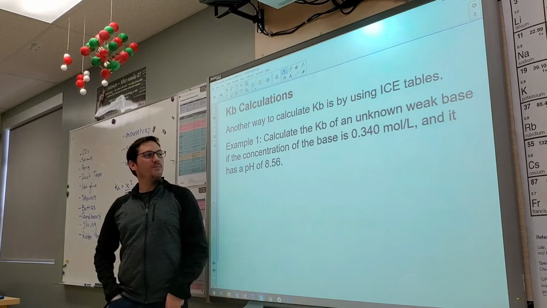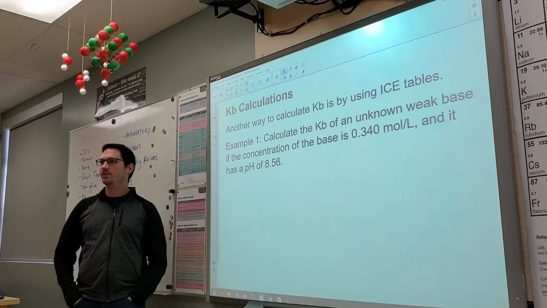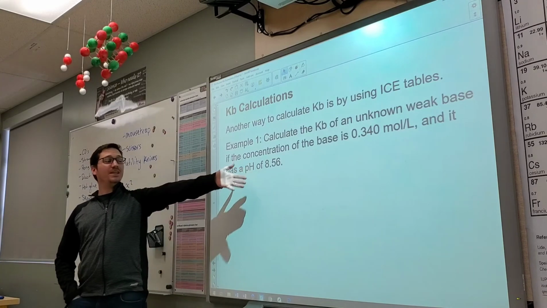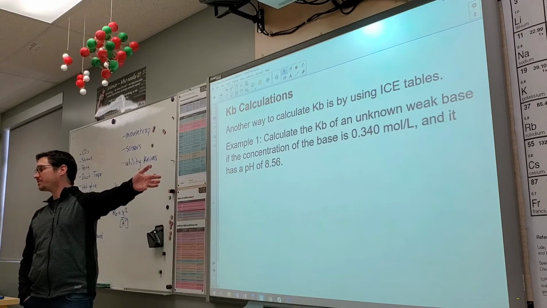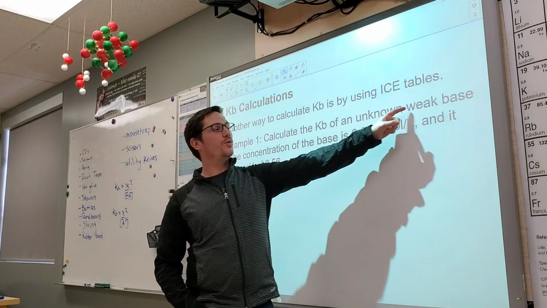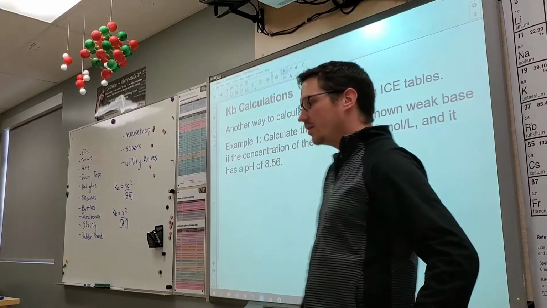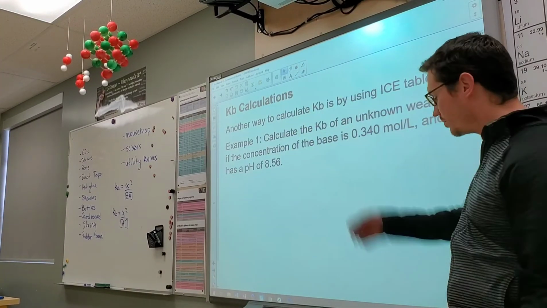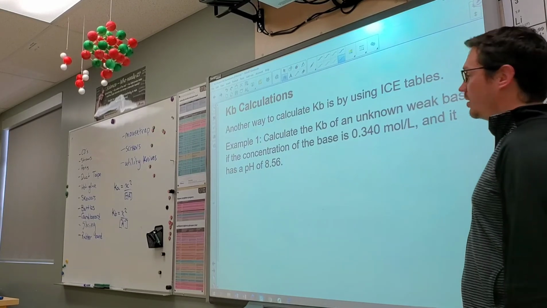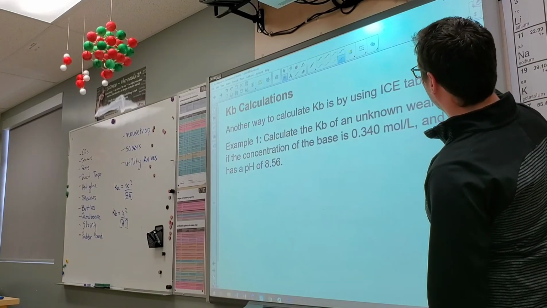Another way to calculate KB is by using an ice table, and this is the last thing we're going to do today. But this should be easy for you. Calculate the KB of an unknown weak base. What do you want to symbolize our unknown weak base to be? We can't use HA. A. So what?